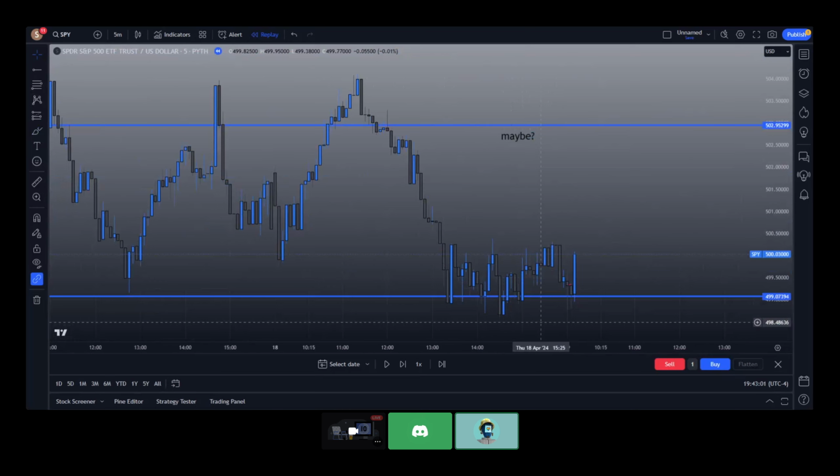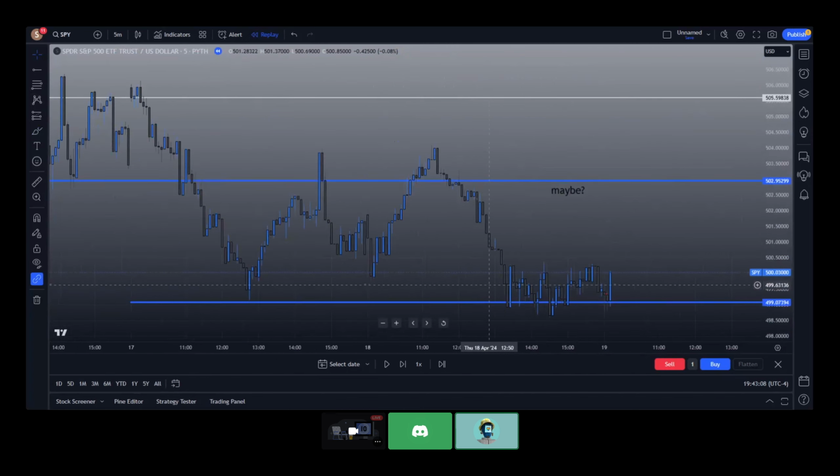There's still evidence of buyers being there, but once we get below that, there's no evidence of buyers being there, so the trade is invalid. That's what you mean, right?